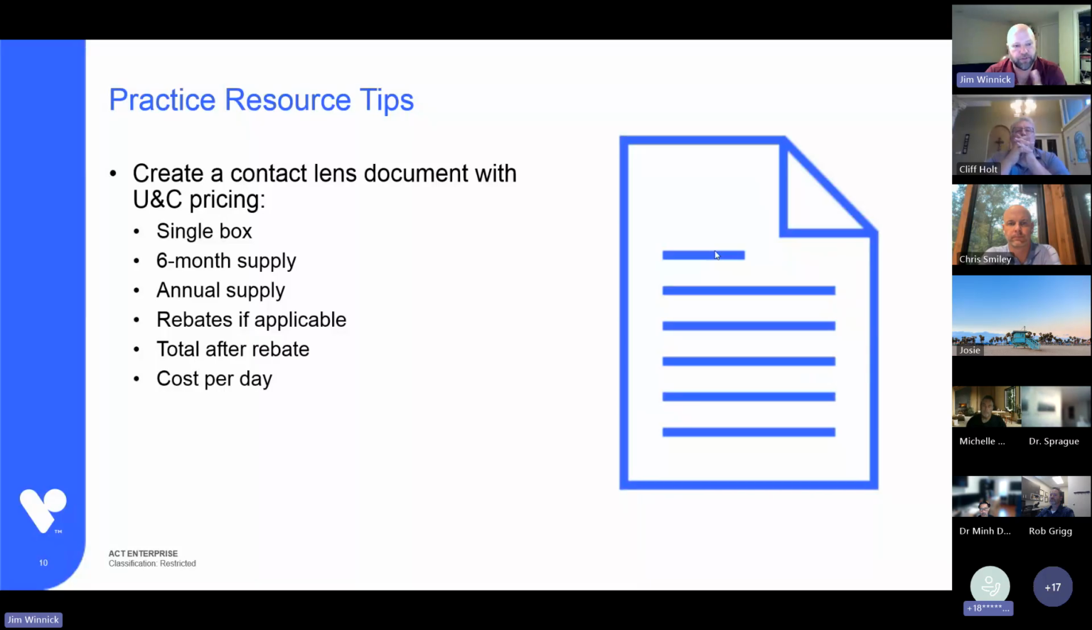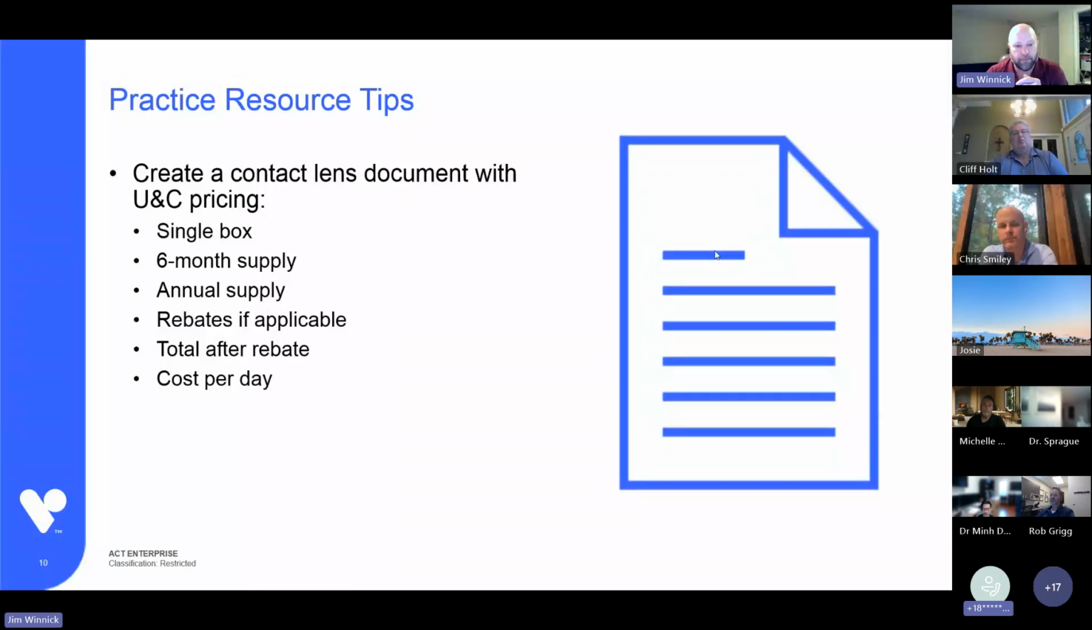My particular contact lens material fee sheet will show a single box price. I don't bother with a 6-month supply price because I'm always going to encourage a year supply, but some doctors will have a 6-month supply price just to try to capture some type of sale when the patient says, well, I just want what's covered. But annual supply is especially important. That's what we should be striving for from the chair.